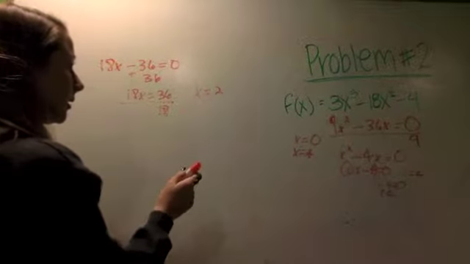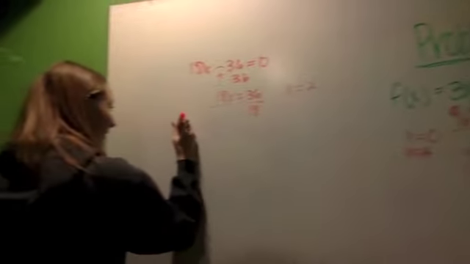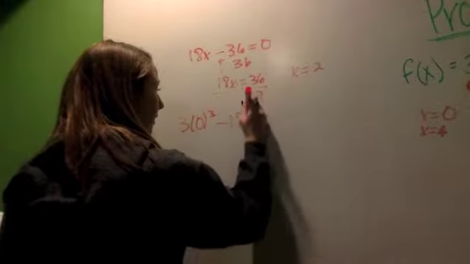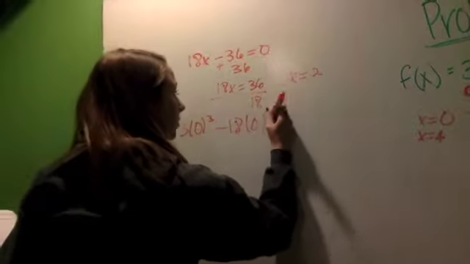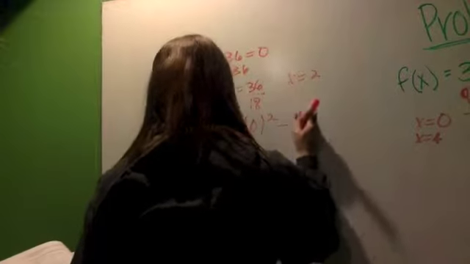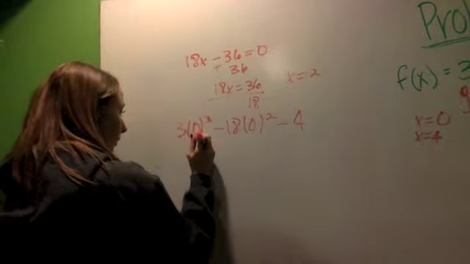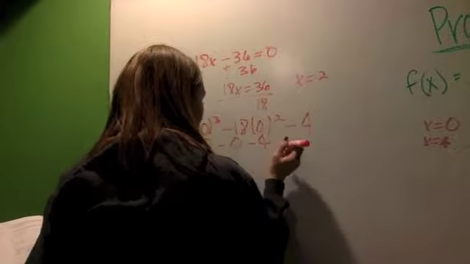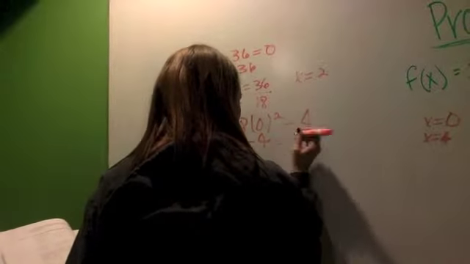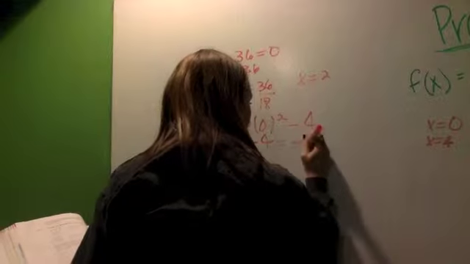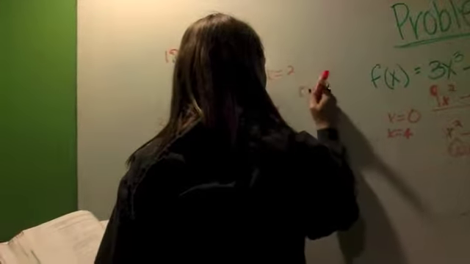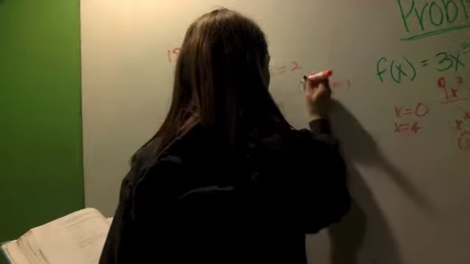So let's start with 0 because it's the easiest. So 3 times 0 to the third minus 18 times 0 squared minus 4. Obviously, since we're multiplying both of these by 0, they're both 0, minus 4. So this value ends up being negative 4. So this critical point would be 0, negative 4.